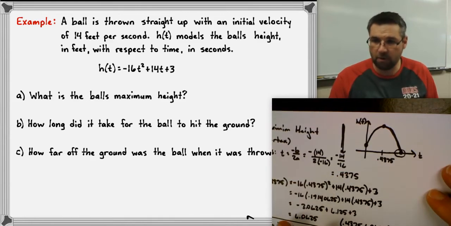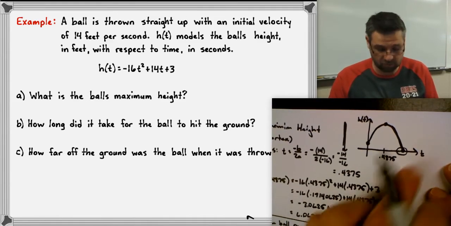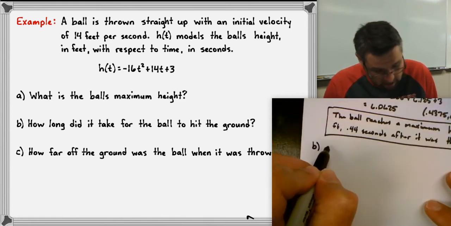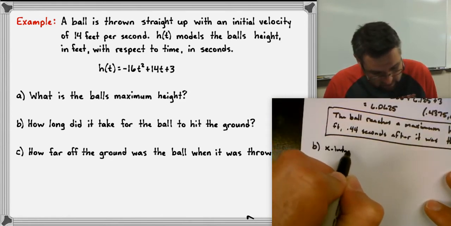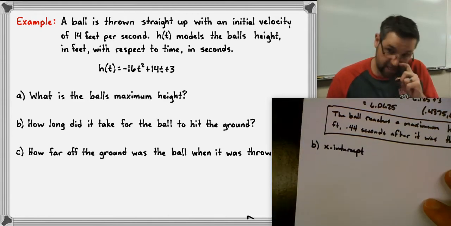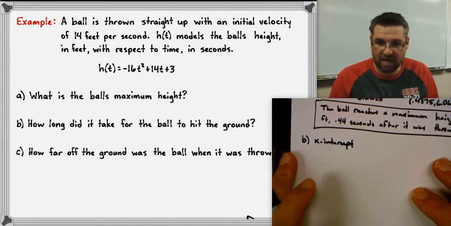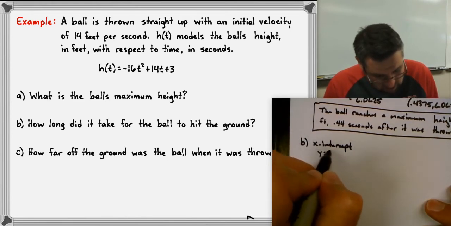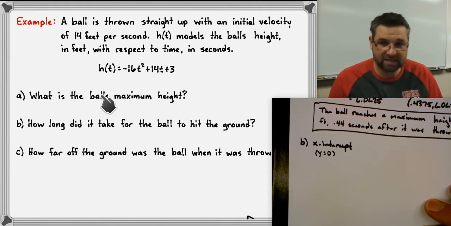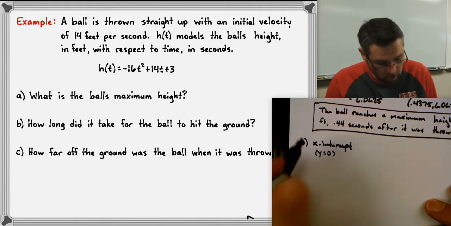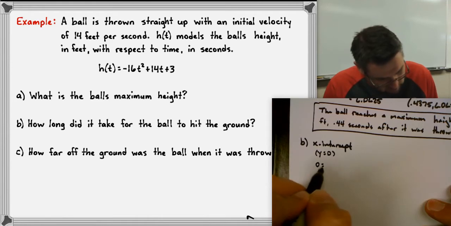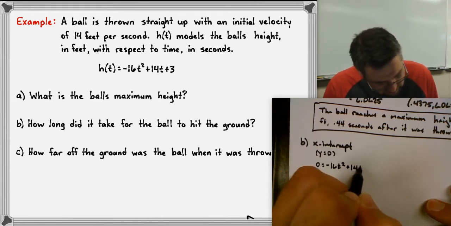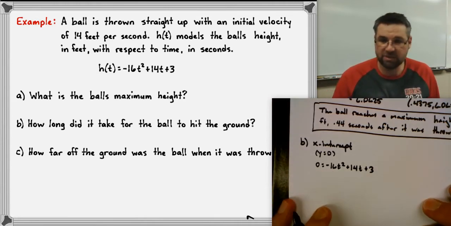What am I asking for? I'm asking for the x-intercept, or in this case, the t-intercept. So I'll write this down. The question that it's asking is to find the x-intercept, or the t-intercept in this case. Okay, so how do we do that? How do we find x-intercepts? We find x-intercepts by setting y equal to 0. Now, in this case, remember h of t equals y. So we're going to say 0 equals negative 16t squared plus 14t plus 3. And then we solve this.